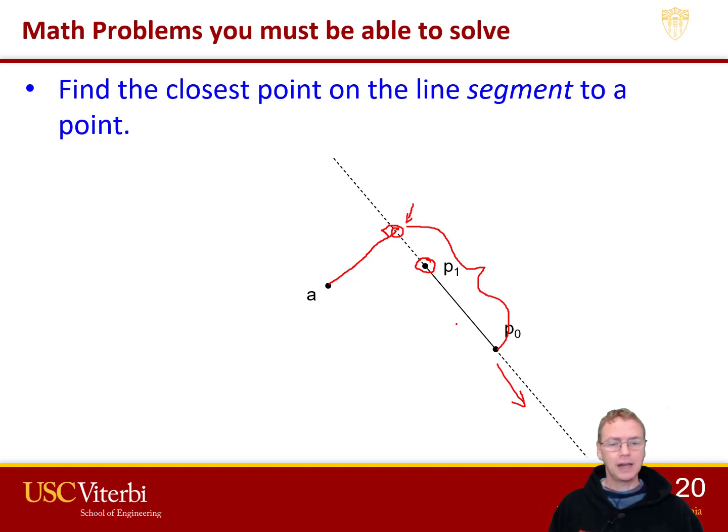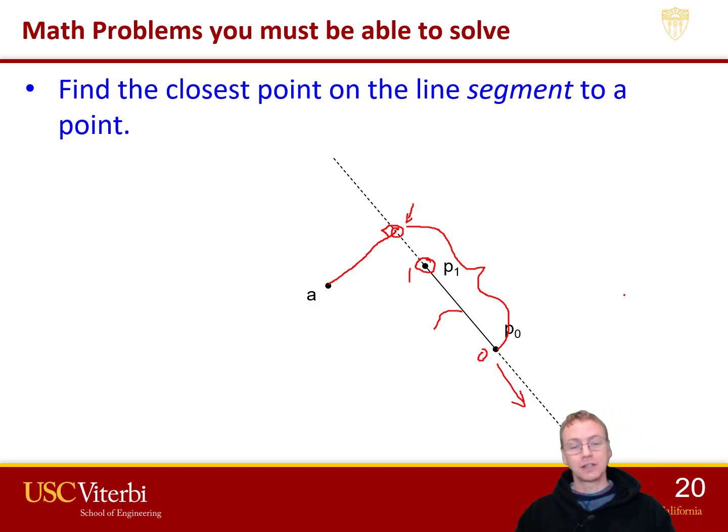You're going to write this line as a parametric equation and call the parameter t. So if you make t 0 here and t 1 there, then you can answer this question of whether t is between 0 and 1 or not. If t is between 0 and 1, then it's the point you got. If t is greater than 1, then the answer is P1. If t is less than 0, the answer is P0.